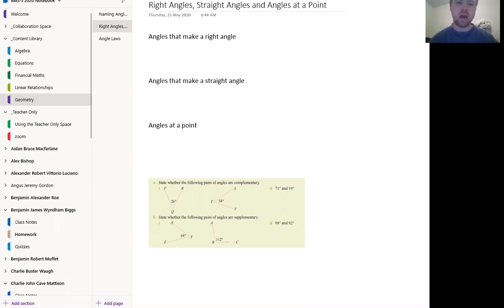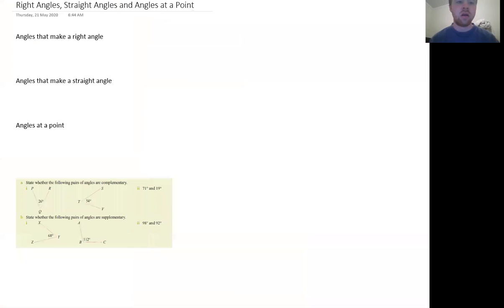Today we are looking at right angles, straight angles, and angles at a point. We're going to be working out how we can test to see whether angles make up either right angles, straight angles, or a full revolution, and to learn the language that we need to use to describe that.